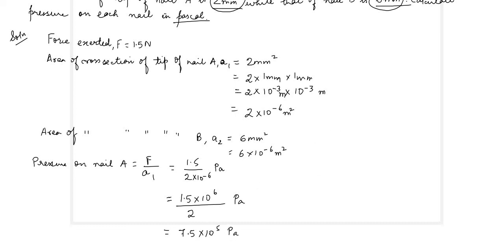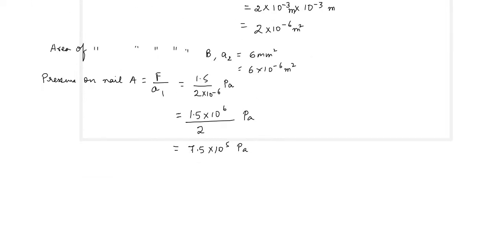But similarly, you will have to solve for pressure on nail B. So pressure on nail B. This is again the same force F upon A2, right? 1.5 upon A2 का area 6 into 10 to the power minus 6. ये जो हमने निकाल के रखा हुआ है. Pascal. इसमें भी वही काम करूंगा.